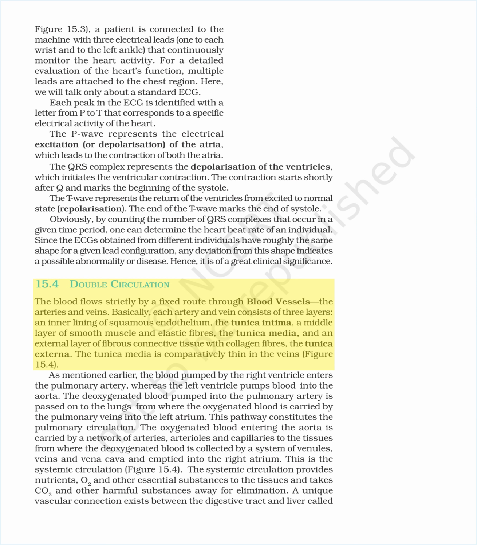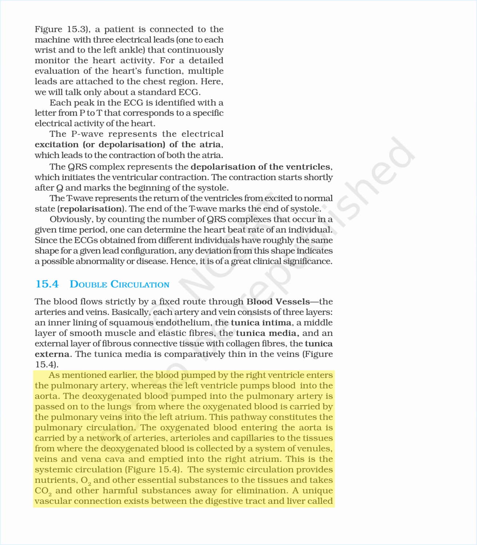15.4 Double circulation. The blood flows strictly by a fixed route through blood vessels, the arteries and veins. Basically, each artery and vein consists of 3 layers, an inner lining of squamous endothelium, the tunica intima, a middle layer of smooth muscle and elastic fibers, the tunica media, and an external layer of fibrous connective tissue with collagen fibers, the tunica externa. The tunica media is comparatively thin in the veins, Figure 15.4.